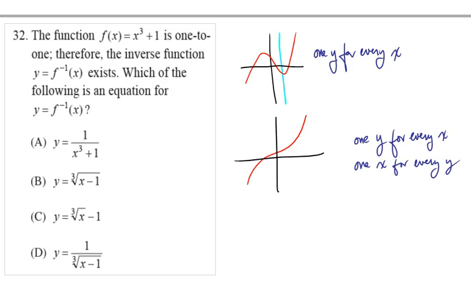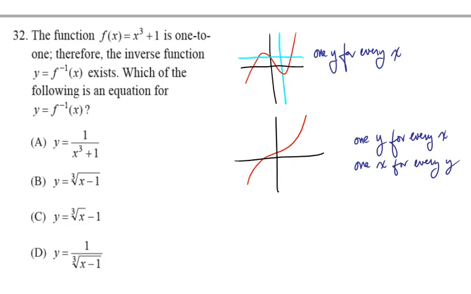Now the next graph is a graph that is one-to-one, and it not only passes the vertical line test, it also passes the horizontal line test. In the example above, I could draw a horizontal line that passes through that curve in 3 different places, and so that would not be a one-to-one function.